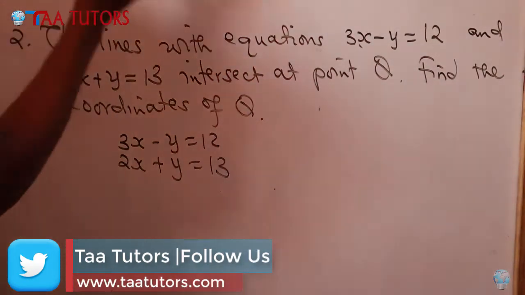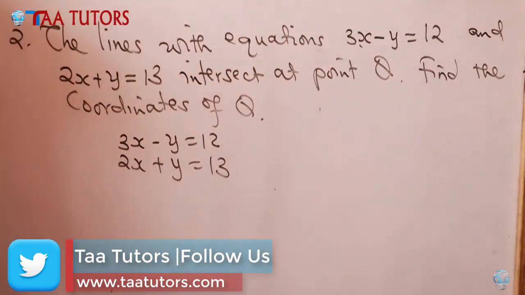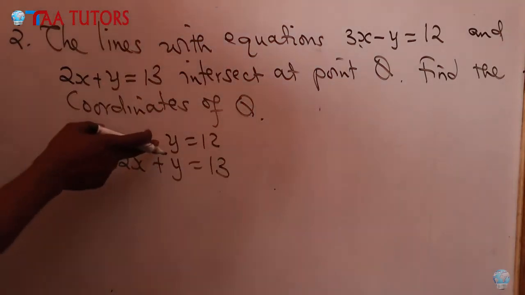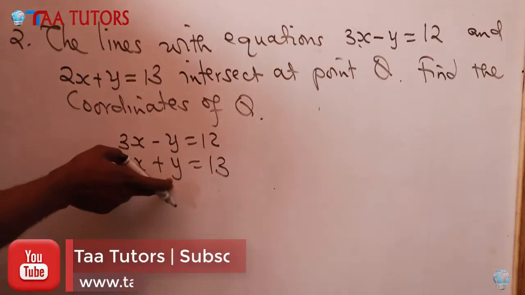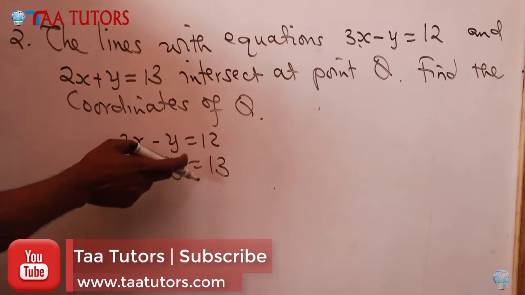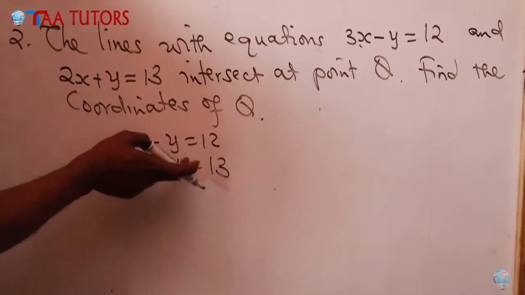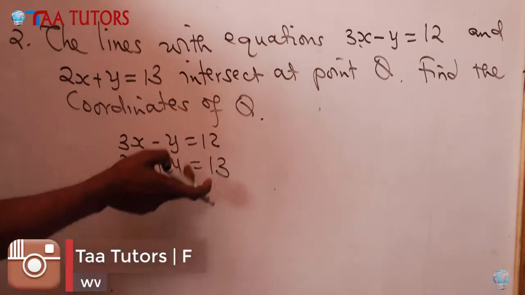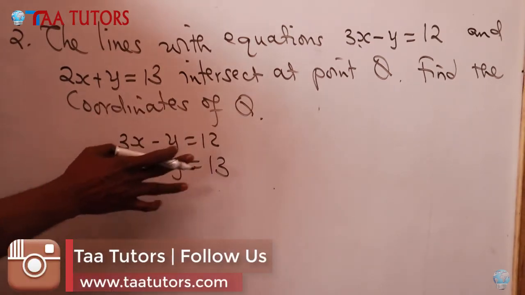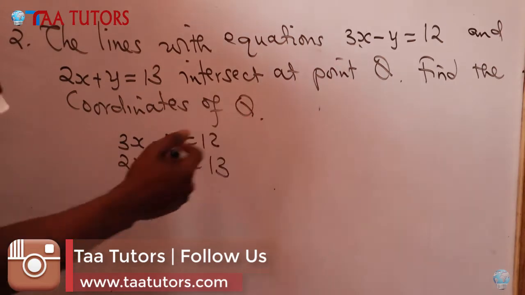Now I could use substitution, but I want to use elimination here. For me to use elimination, I realize that I can easily eliminate y, because the coefficients of y here are the same, but the sign here is negative and this is positive. To ensure that y is eliminated and becomes 0, I have to add, because negative y plus y is 0. If I subtract, I'll get 2y instead.